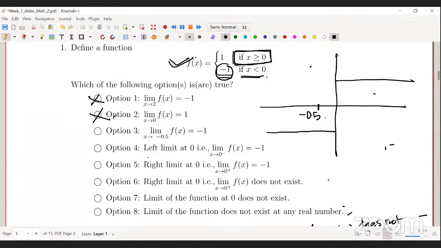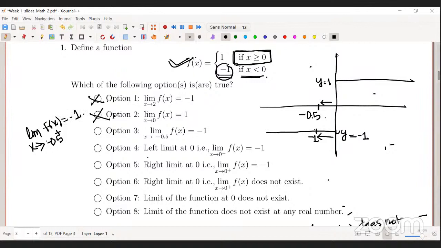As you can see, when x approaches minus 0.5 from the right hand side, the function value basically approaches -1. So when you are coming to minus 0.5 from the right hand side, the function value approaches -1. That's why the limit as x tends to minus 0.5 plus is basically -1.